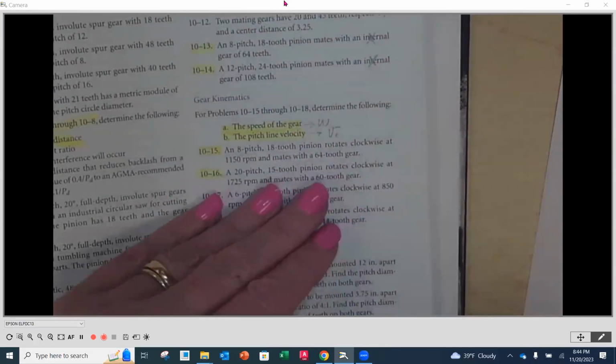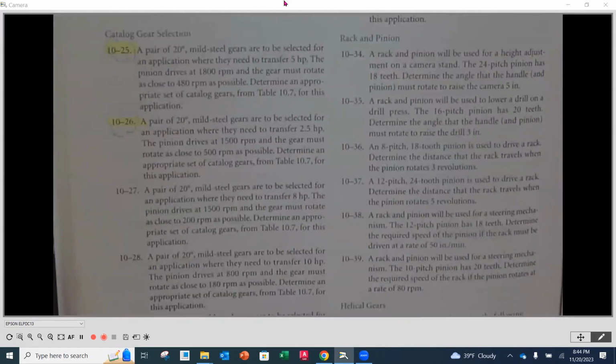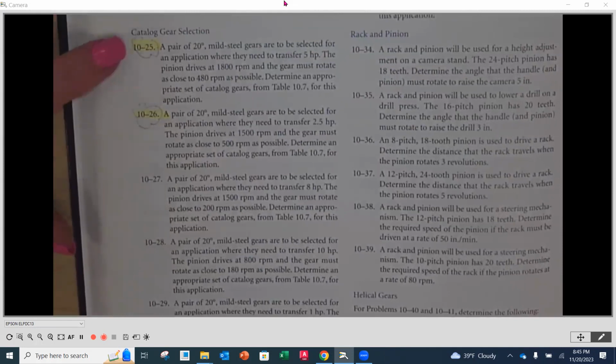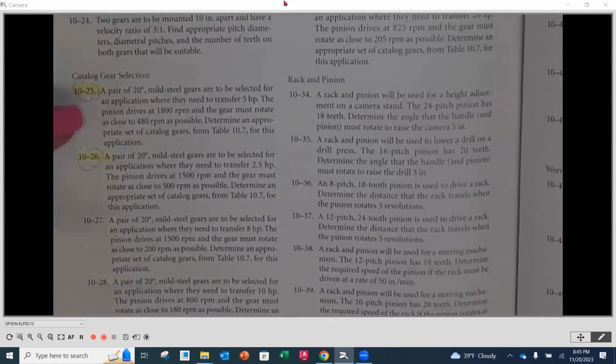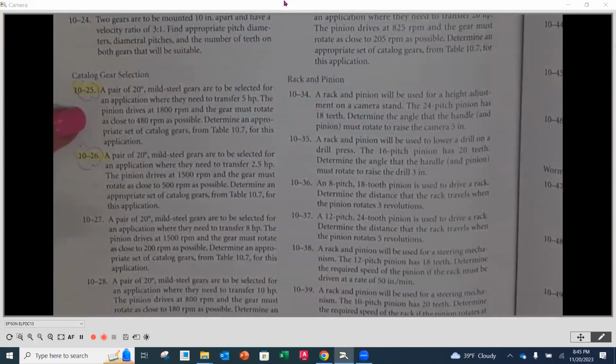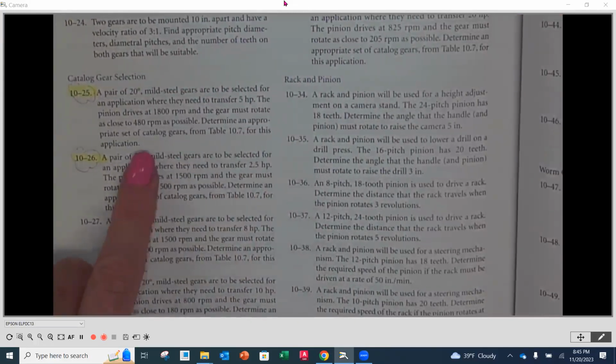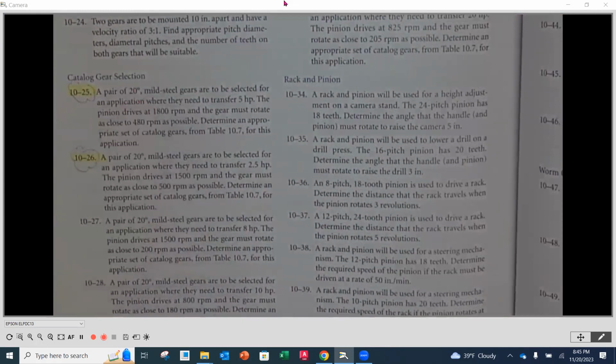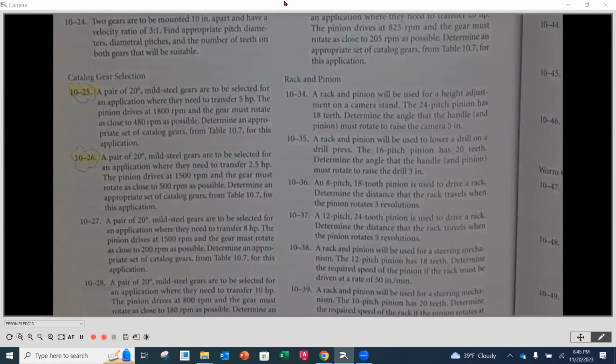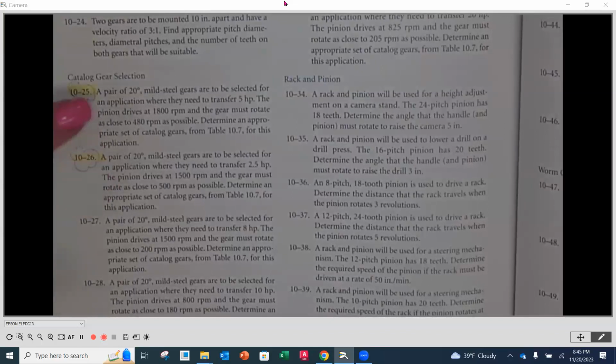And then the last couple problems that you have to do as we turn the page, numbers 25 and number 26. This is doing catalog gear selection. These are just like that very last problem that we did. They're giving you a description and you want to determine what is the set of gears that would accomplish that. Okay, so you want to determine the diametral pitch, the number of teeth that would be available, getting the exact speed reduction that you have here. Okay, so same process as that very last example that we just did.